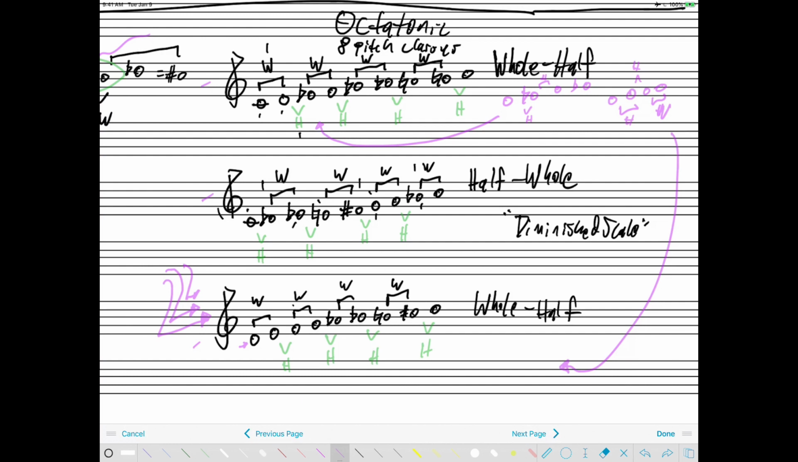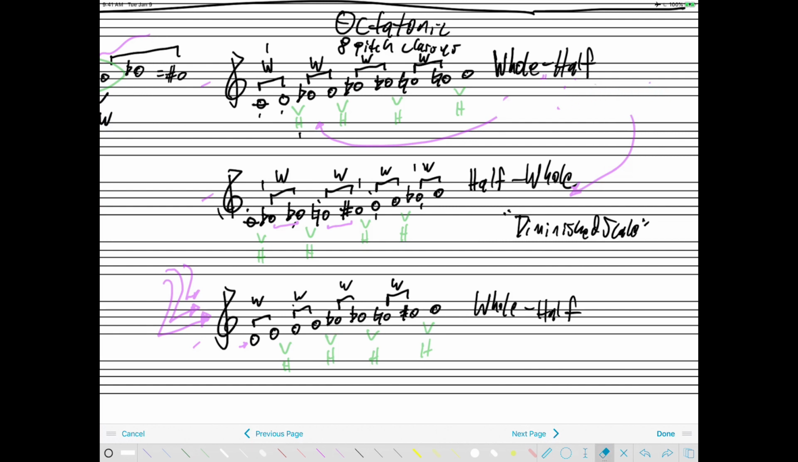Meanwhile, if I started on D flat, let's back up a little bit. If I started on D flat and started with whole steps and alternated whole and half, I'd be recreating this scale, or rather this pitch collection. There's that D flat and E flat and the E and F sharp.